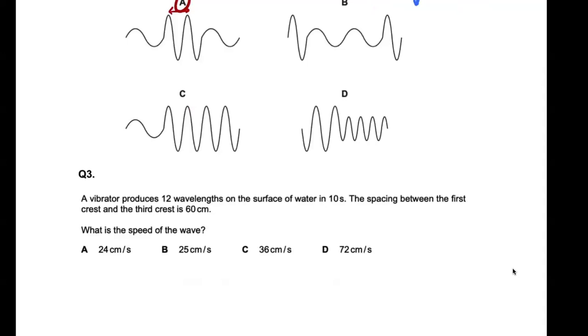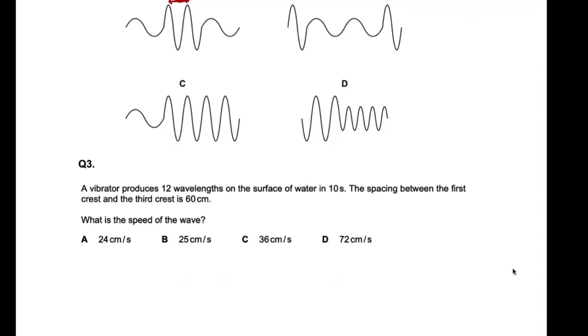A vibrator produces 12 wavelengths on the surface of water in 10 seconds. Spacing between the first and the third crest is 60 cm. What is the speed of the wave? Now regarding wave production, wavelengths or crests or wavefronts or waves, all of these mean the same thing.